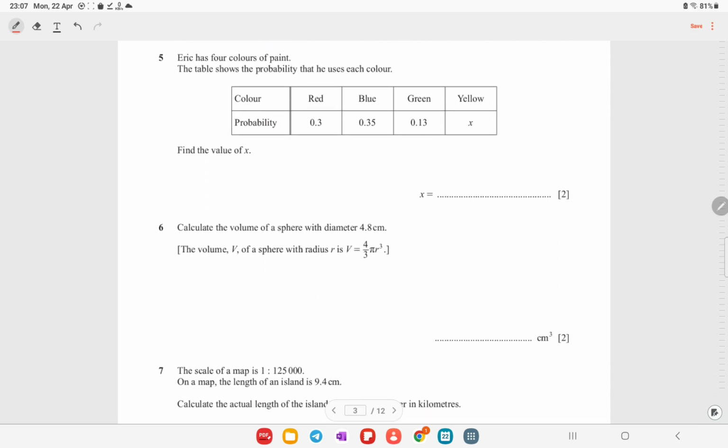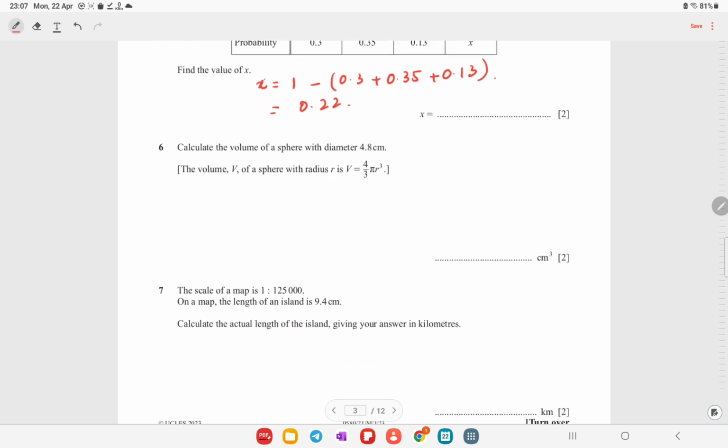Okay, Eric has 4 colors of pencils. The table shows the probability that he uses each color. Find the value of x. Okay, we know that the total of the probabilities is not going to be greater than 1. So simply we can use this formula: 1 minus (0.3 plus 0.35 plus 0.13). So this will give you the answer 0.22. So this is an easy question.